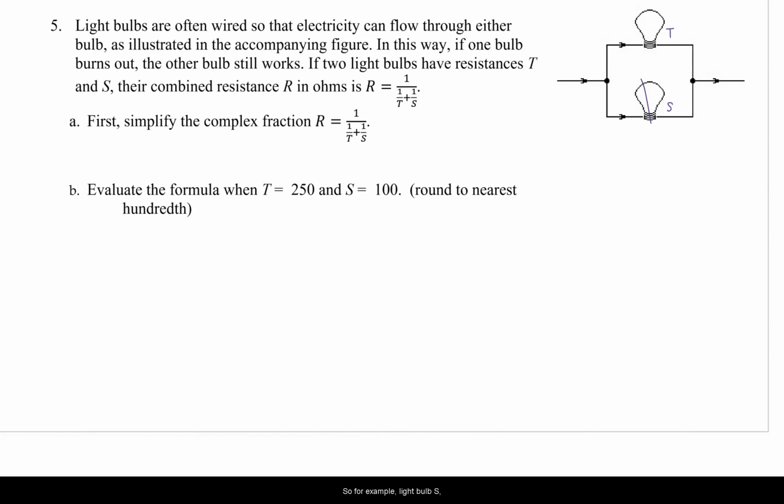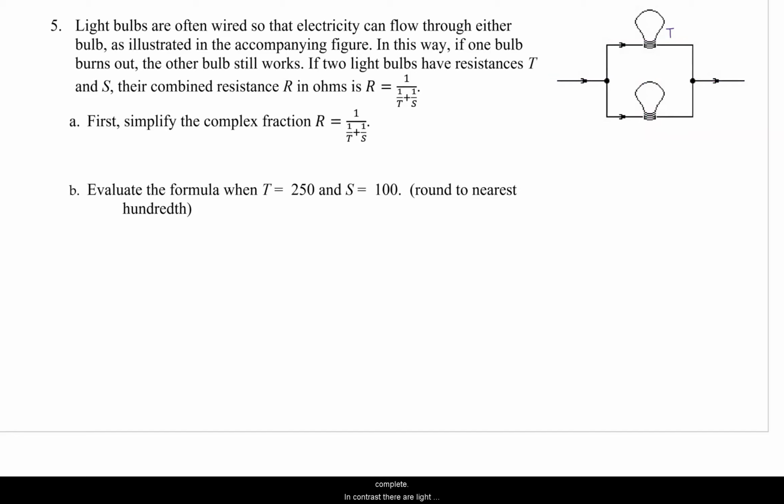So for example, light bulb S, I've labeled them here S and T, but I'm labeling actually their resistance. But if this bottom light bulb goes out, then the electricity will still flow into the upper light bulb and allow our circuit to still be complete.